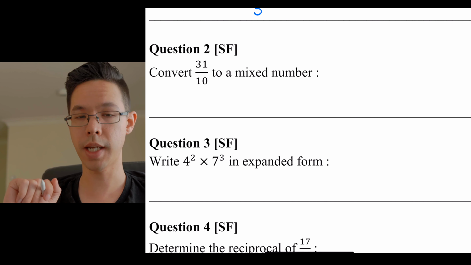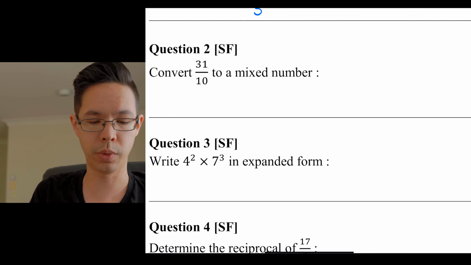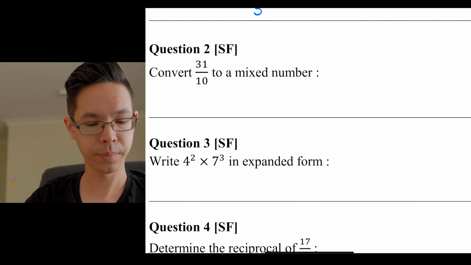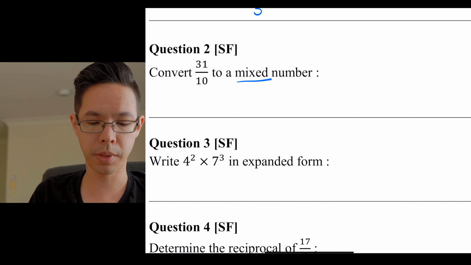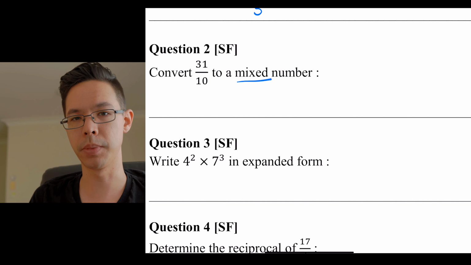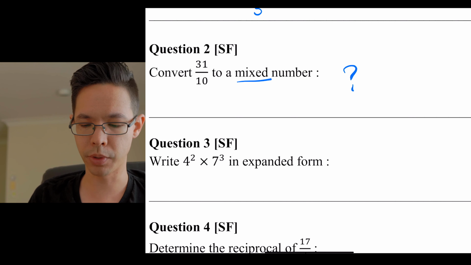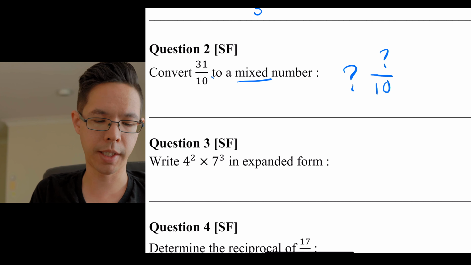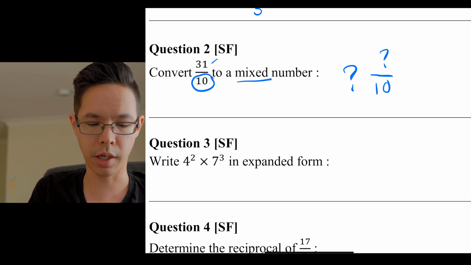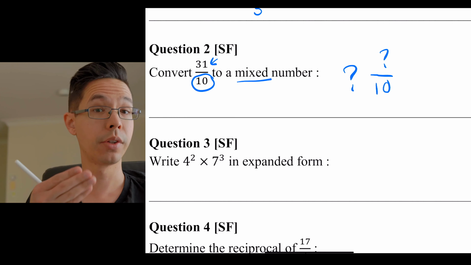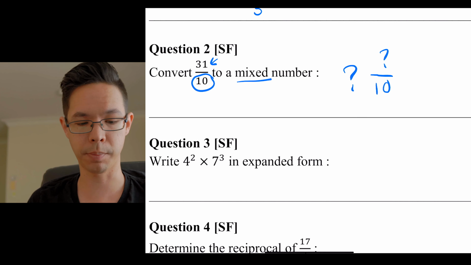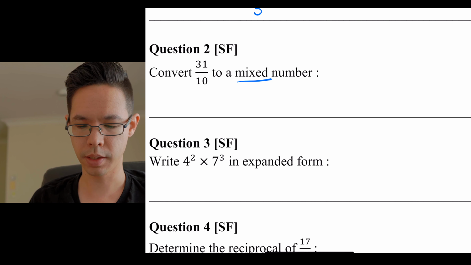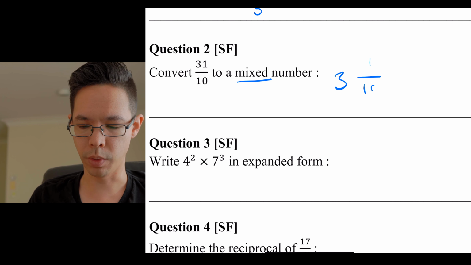Going on to question 2. Convert 31/10ths into a mixed number. Okay, so we've got an improper fraction where the numerator is bigger than the denominator. A mixed number is a mixture between fraction and whole number format, so we want to have some number in front of something tenths. To do that, we want to find out how many groups of 10 are currently stored in the top. We have 3 groups of 10 plus 1 left over, that makes 31. So our answer is going to be 3 1/10.